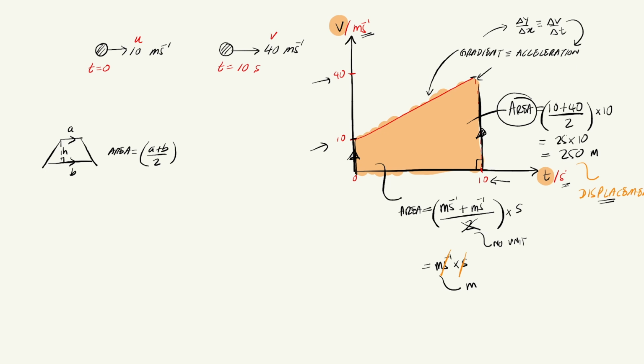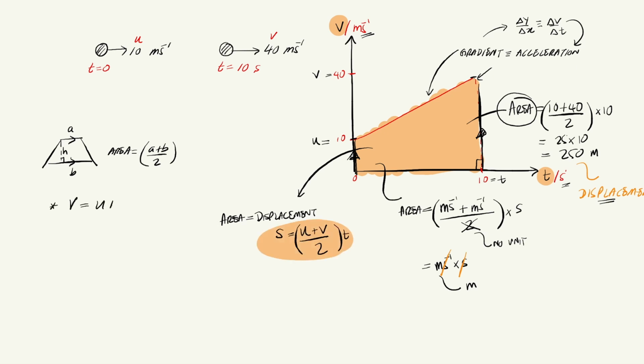Let's write this generally, using symbols instead of numbers. The 2 parallel sides are u and v, and the height is t. So the area, which is displacement, s, is s equals (u plus v) over 2 times t. That's our second equation. Combined with the one we already had, equation 1, v equals u plus at. Equation 2, s equals (u plus v) over 2 times t. 2 equations down. Now we're going to use these 2 to derive 2 more, purely through algebra.